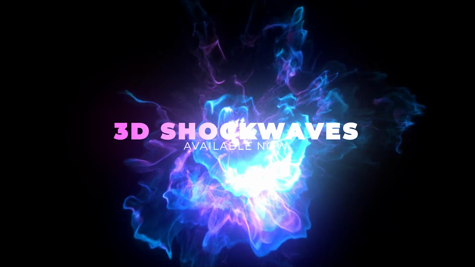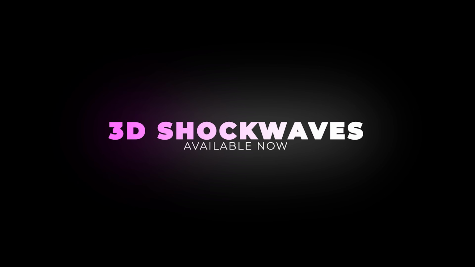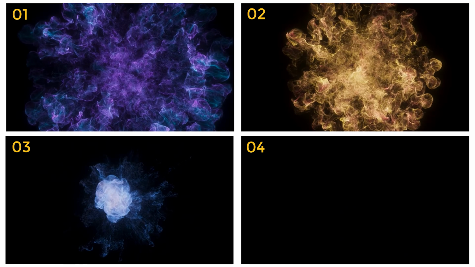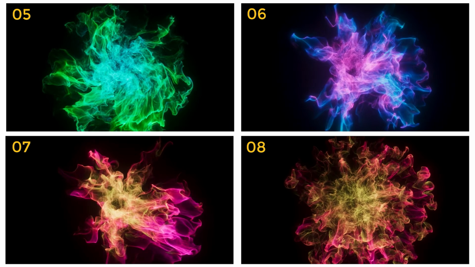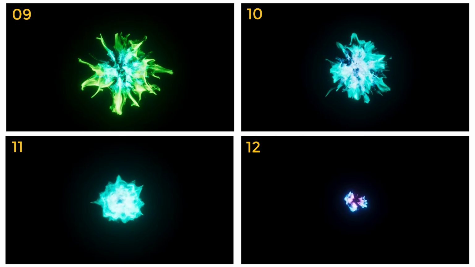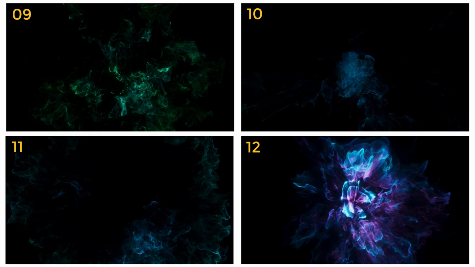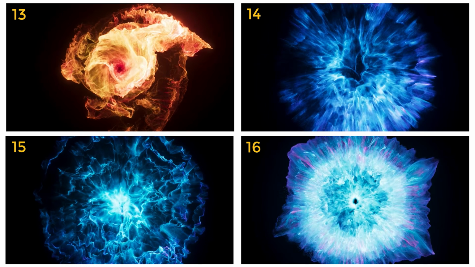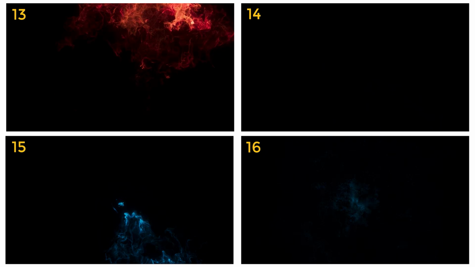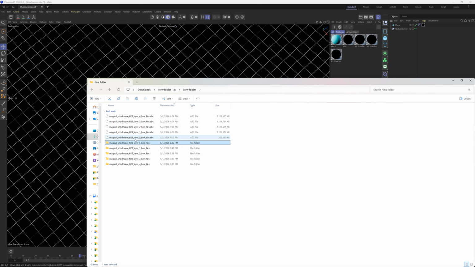Thanks for checking out our Magical Shockwave elements. We have 25 different options that you can pick from, and I have a few quick tips when using them. First of all, if you download them and unzip them, you'll notice that we have 10 different layers. We have 5 different VDB layers, and then we have 5 different particle layers.